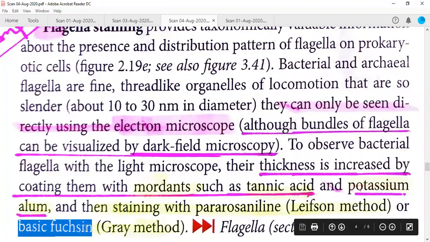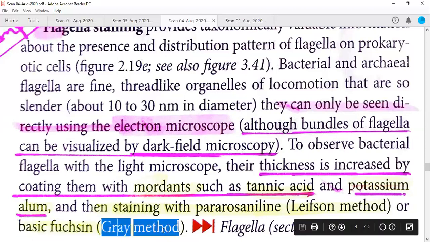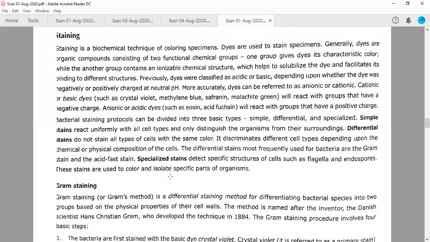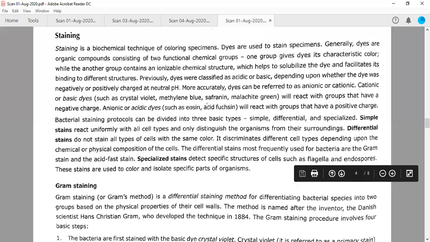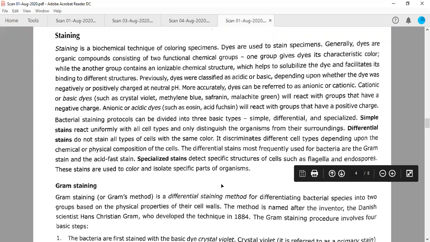Generally basic fuchsin dye is used. Fuchsin is actually of two types: basic fuchsin and acid fuchsin. So if fuchsin comes in some question, it should be mentioned whether it is acid fuchsin or basic fuchsin. Generally, basic fuchsin is used in the Gray method, and it is very common to stain the flagella. As we have read from the text, fuchsin is written here as acid fuchsin, so this is an acidic dye, but if it is written as basic, basic fuchsin is used to stain the flagella. So this should be remembered.